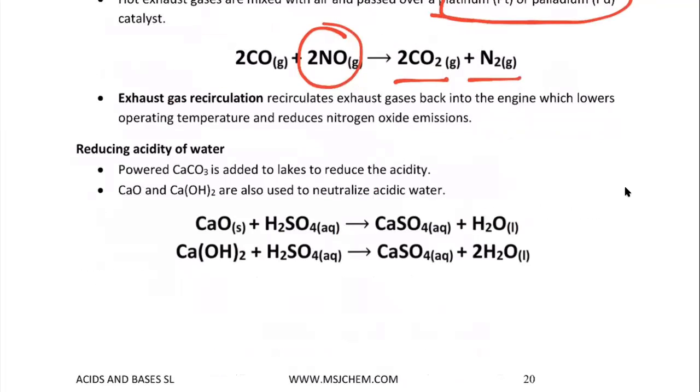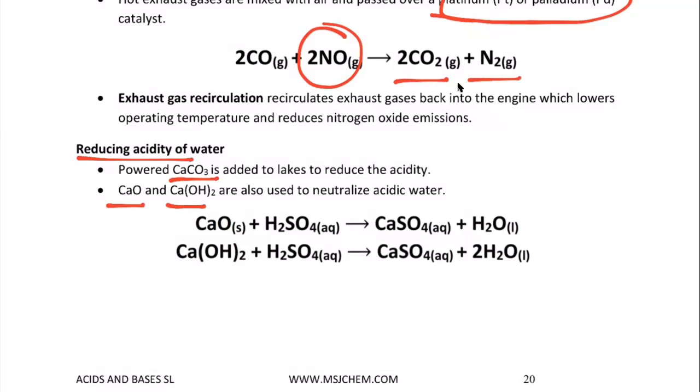And then the last one has to do with reducing the acidity of water. They can add powdered calcium carbonate to lakes because, again, carbonates are going to react with acids. So if the lake has a low pH, they can add powdered calcium carbonate to it, and it will react with some of the hydrogen ions and reduce the acidity, making it closer to what the pH level should be. They can also use calcium oxide and calcium hydroxide for the same thing, to neutralize the acidic water. So it's all about finding the balance between your acids and your bases.